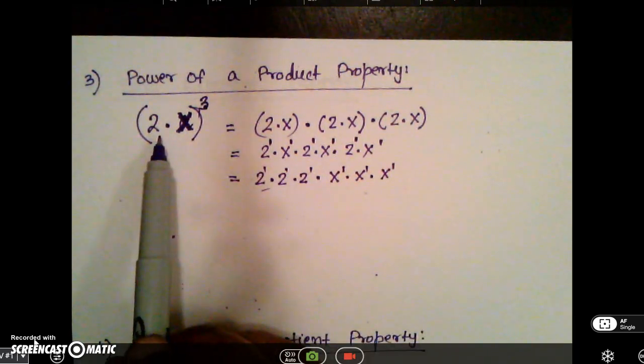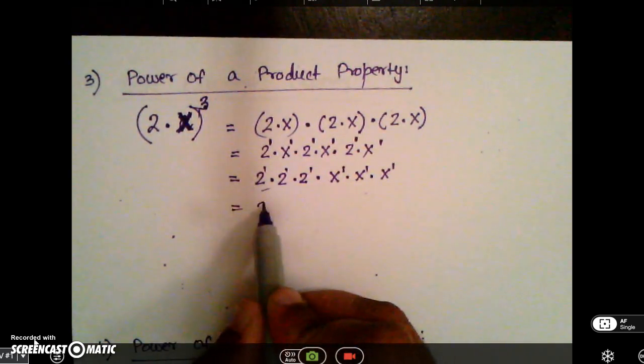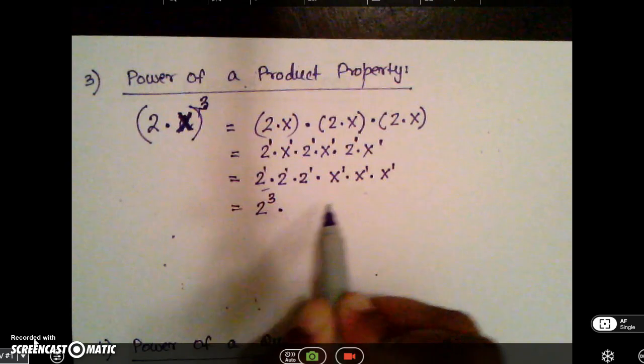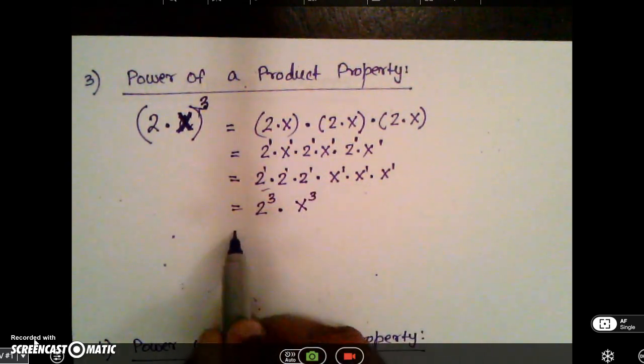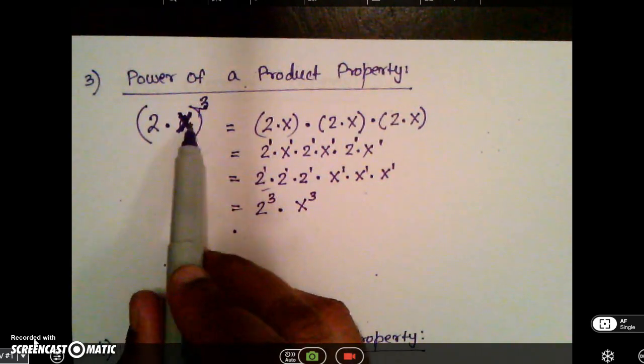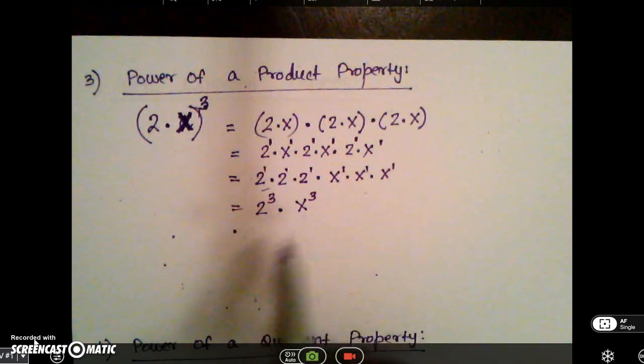I started with power of a product. Now it's product of powers. So 2 times 2 times 2 is nothing but 2 to the power of 3. Similarly, x times x times x is x to the power of 3. So I started with 2 times x to the whole power of 3. I ended up with 2 to the power of 3 times x to the power of 3.